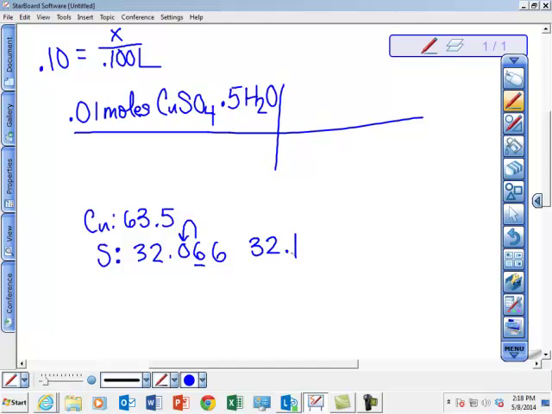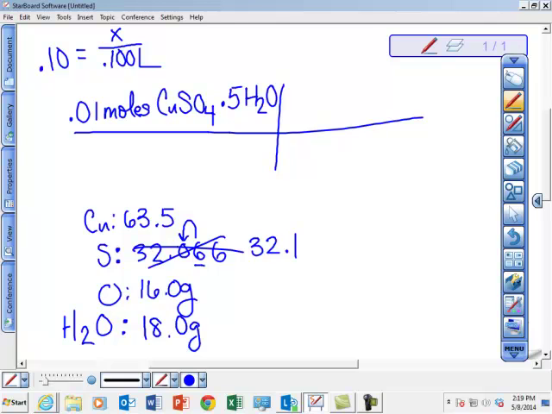32.1. Alright, just making sure I show my work here. Let's see, so oxygen is 16.0 grams. That's an easy one. And what I like to do for the hydrate is go ahead and use the whole molar mass of water, because so many people have that memorized. What's the molar mass of water, everyone? You got it. So you see how you can just kind of shortcut that?